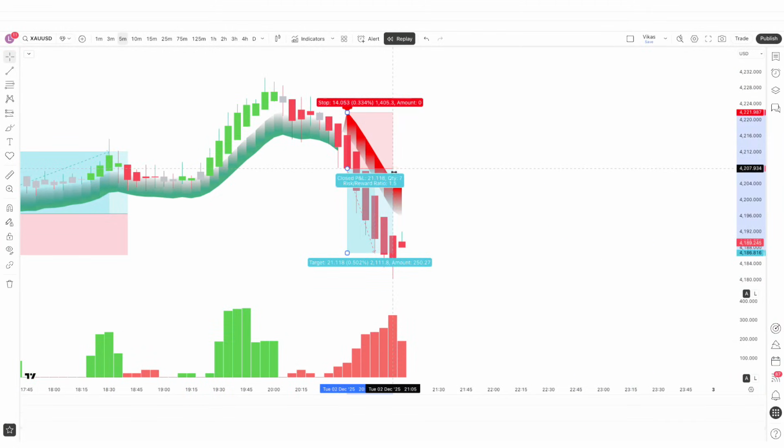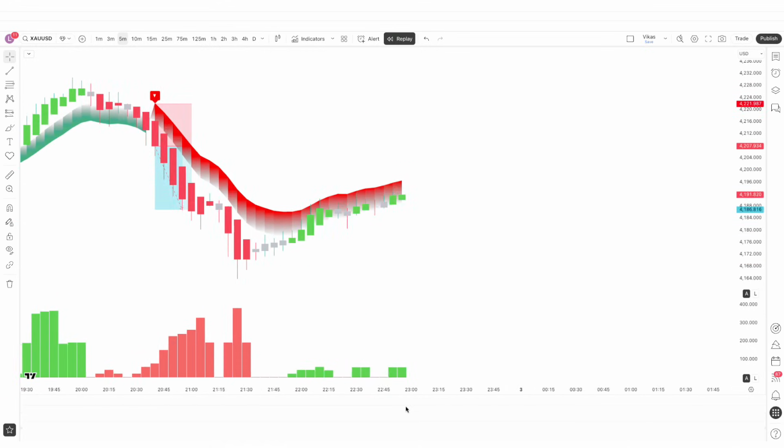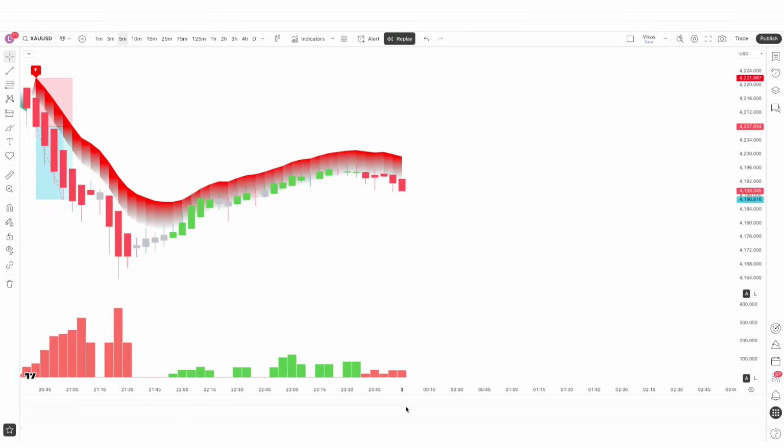I hope you liked this trading setup and strategy. If not, then it doesn't matter. We are going to see examples of some trades, so that you will definitely understand.